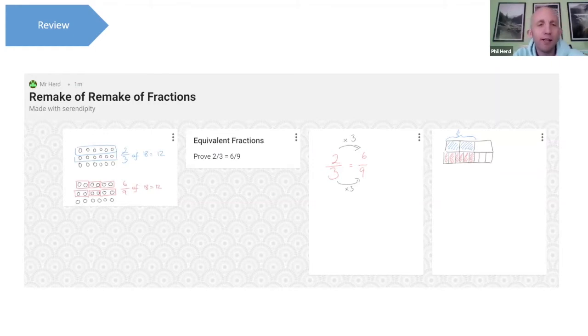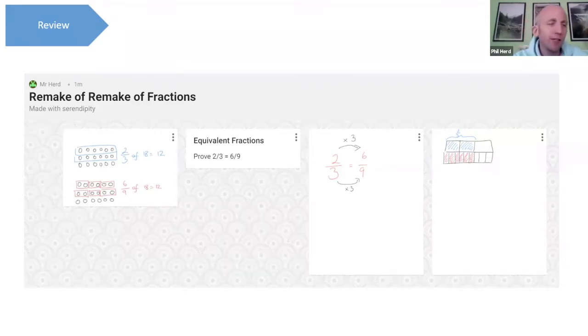So what I've done is I've set that question here, and I've got 3 different ways that the children have remembered to prove this. And what's really nice about this is as the children add to it, it comes up live. So I can share this Padlet with all the children.